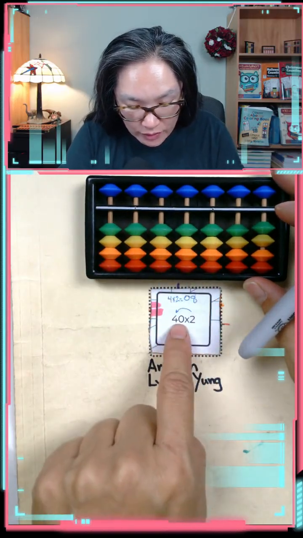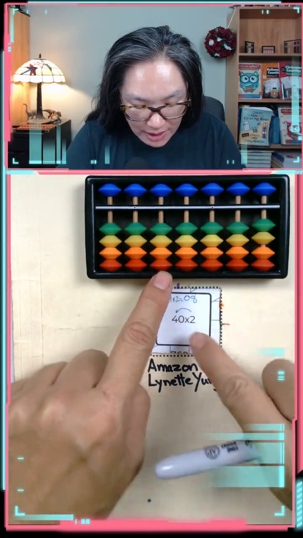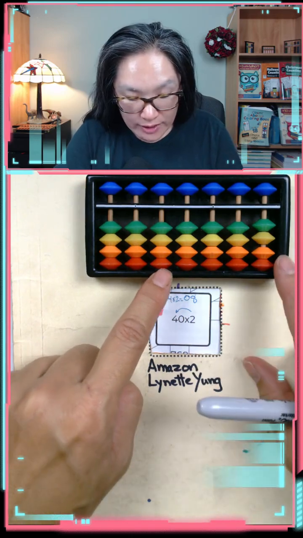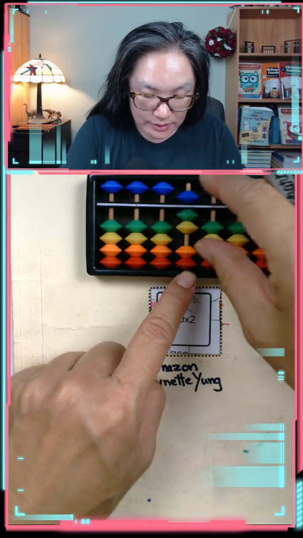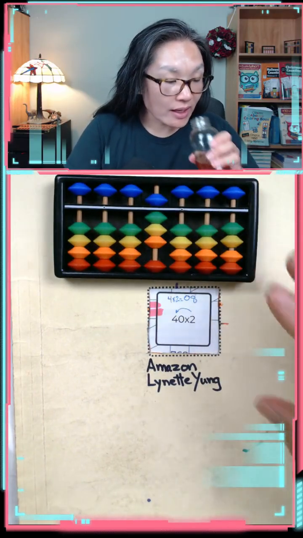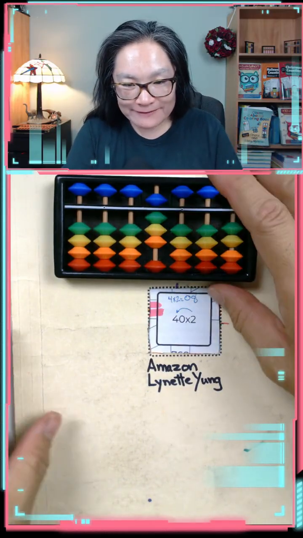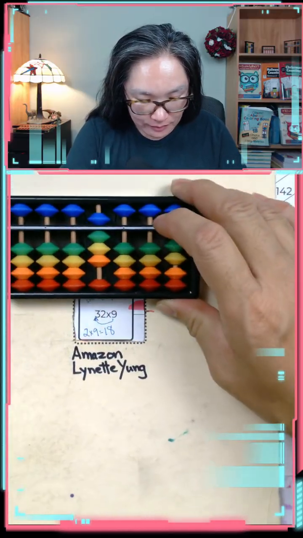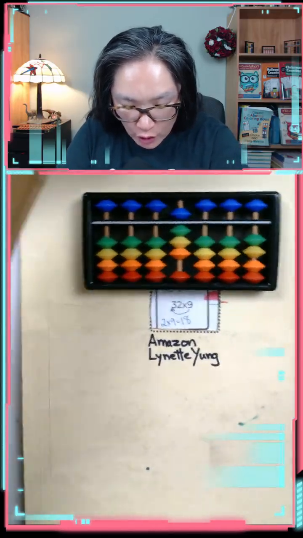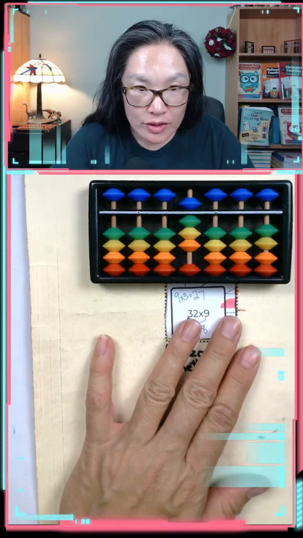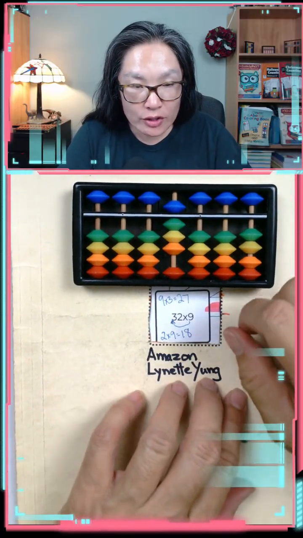So again, 1, 2, 3. 8 times 2. 4 times 2 is 8. 8 is a single digit. I go back one column and I add the 8, and that's it. So my final answer is 80. Right? 80. And we do it again. Here I go. I know you could do this in your head, but that's not what I'm trying to show you. I'm not looking for the answers. I'm looking to show you the concepts of how to do it on the abacus.